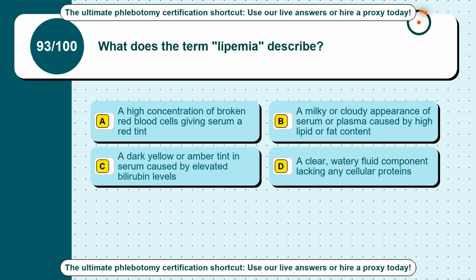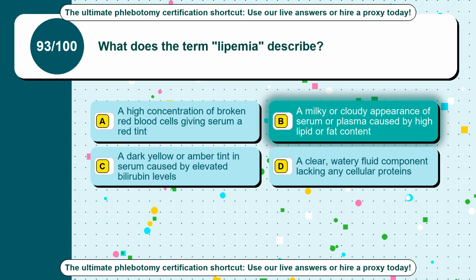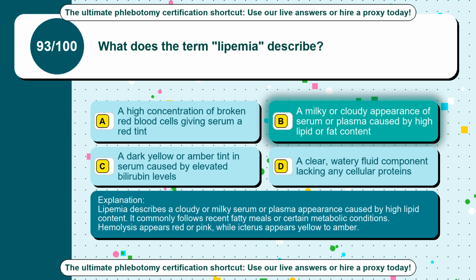A clear, watery fluid component lacking any cellular proteins. The correct answer is option B. A milky or cloudy appearance of serum or plasma caused by high lipid or fat content. Lipemia describes a cloudy or milky serum or plasma appearance caused by high lipid content. It commonly follows recent fatty meals or certain metabolic conditions. Hemolysis appears red or pink, while icterus appears yellow to amber.